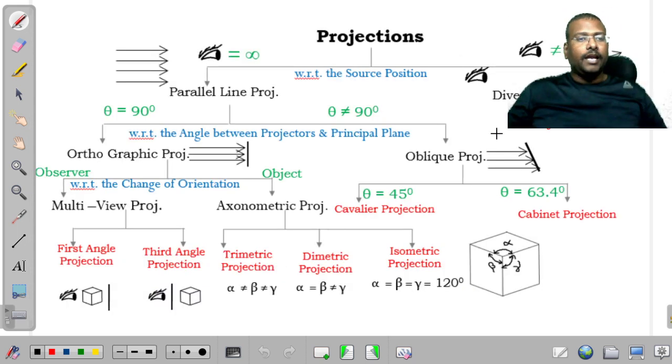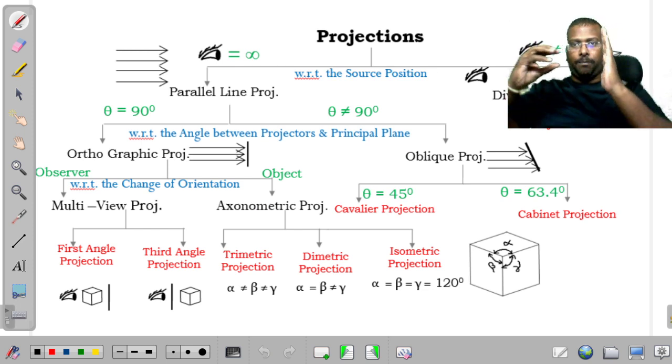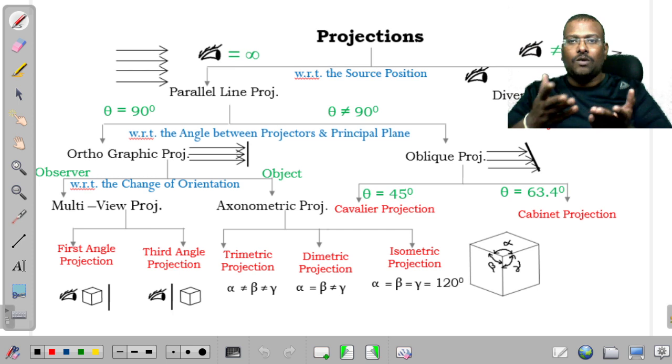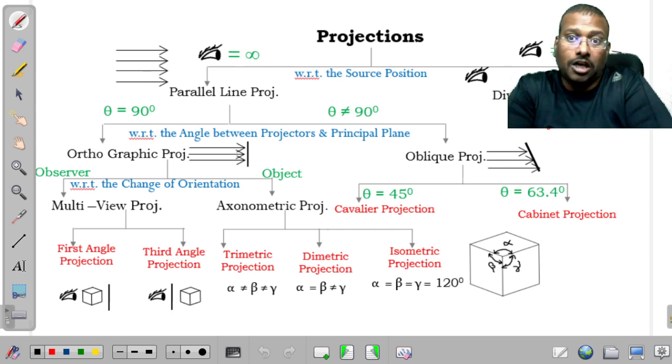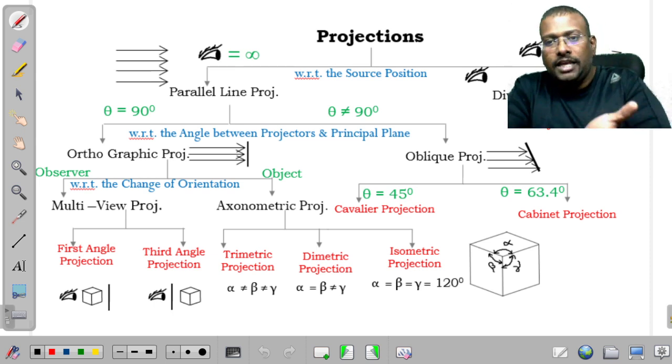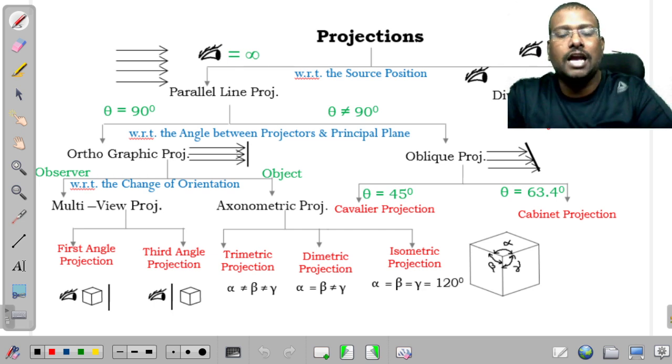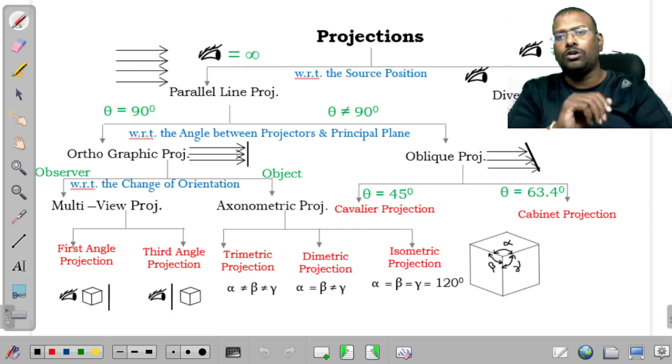Okay, in orthographic projection, now again we will come to orthographic. When the rays are perpendicular to the principal plane, then it is called orthographic projection. Why is it called graphics? Because our subject is engineering graphics. In graphics, the majority of the area is going to be covered with these. Some people may ask, sir, perspective projection we also studied in graphics. Yes, but for so many years, mostly only isometric and multi-view projection will come across. That's why it is considered as orthographic projection or ortho projection.